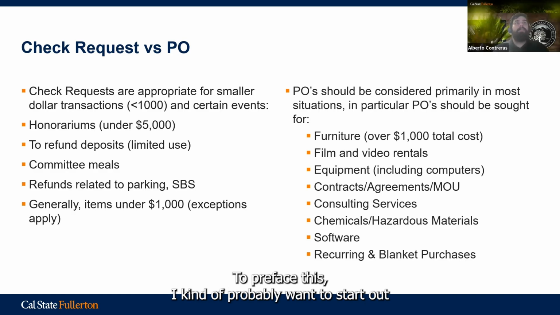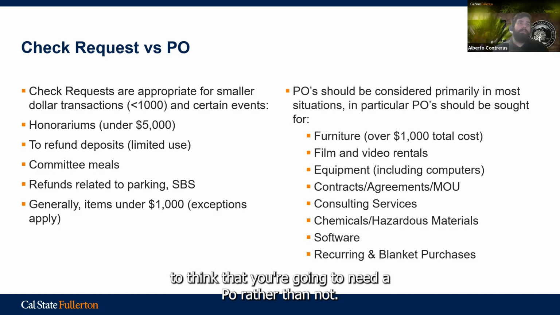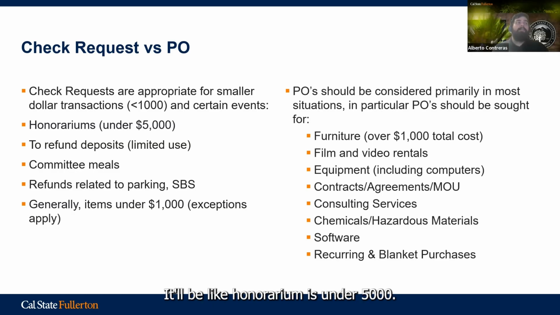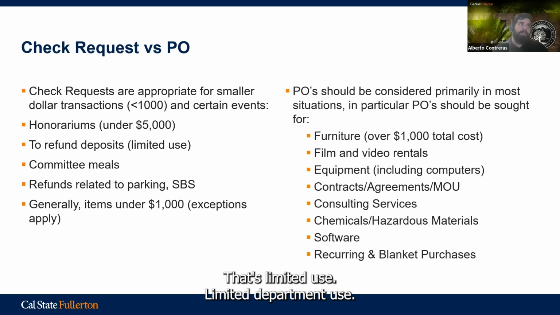To preface this, I probably want to start out by saying it's good practice to think that you're going to need a PO rather than not. There are certain situations where you won't. Some of those are typically the smaller dollar transactions under 1,000. It'll be like honorariums under 5,000, refunds of deposits. That's limited use, limited department use. Committee meals, refunds related to parking or student business services, so student refunds. So that's in a nutshell, right?